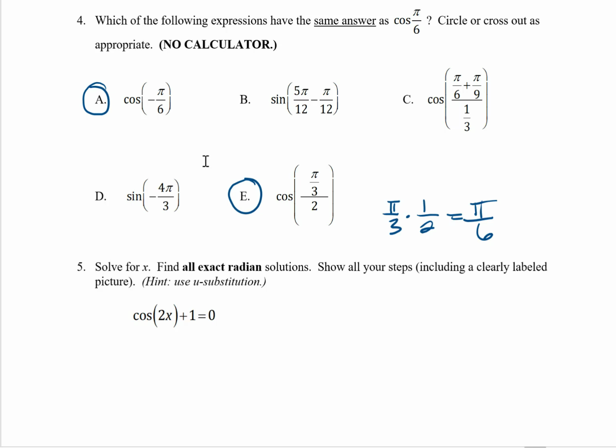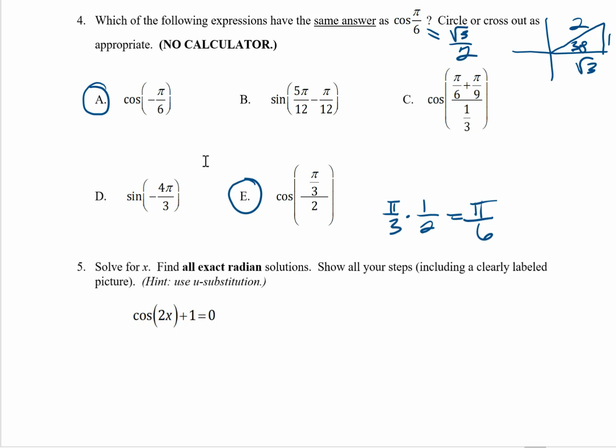I suppose I should figure out what cosine pi over 6 even is first. Cosine pi over 6, let's see, that would be 30 degrees. And so when I fill out my triangle, looks like the cosine ratio comes out to be square root of 3 over 2, adjacent over hypotenuse.